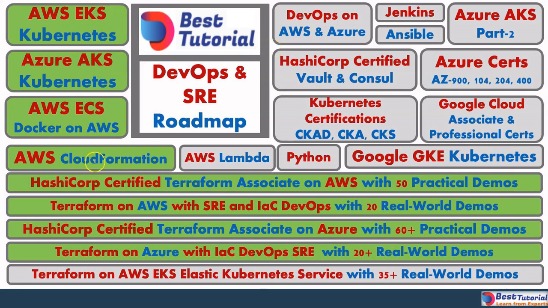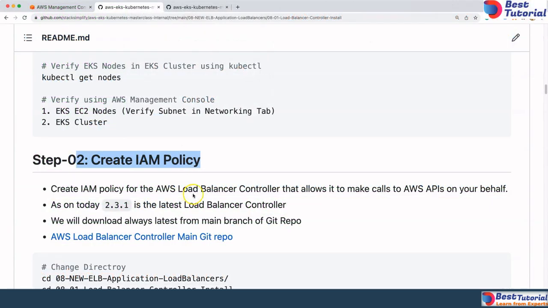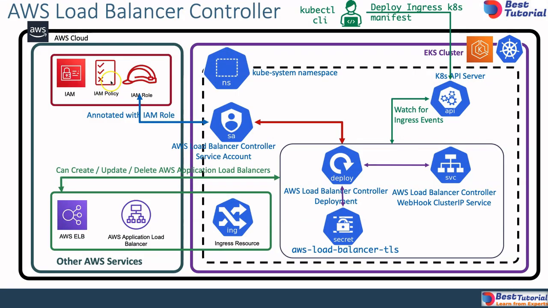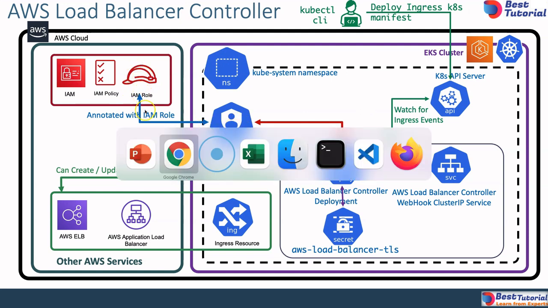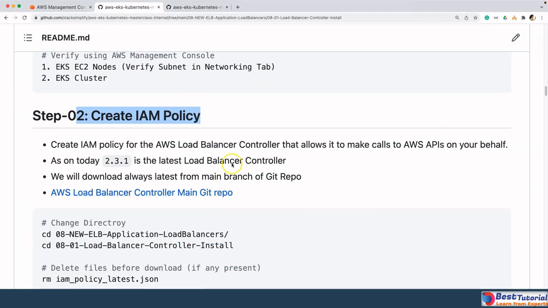Welcome back. As part of step 2 and step 3, we are going to create the IAM policy, the IAM role, and also create a load balancer controller service account in Kubernetes and annotate that service account with the respective IAM role. So let's go back to our GitHub repository, and as part of step 2, we are going to create an IAM policy.